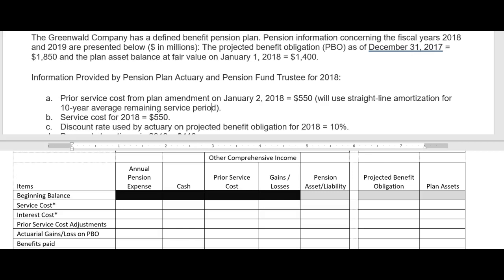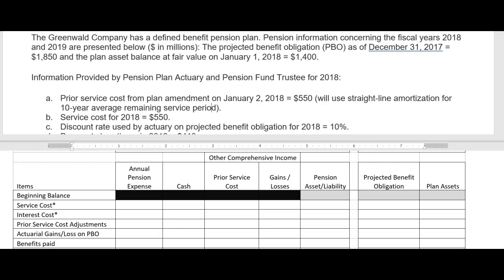The Greenwald Company has a defined benefit pension plan. Pension information concerning the fiscal years 2018 and 19 are presented below, in millions of dollars. The projected benefit obligation as of December 31st, 2017 totaled 1.85 billion, actually. Okay, so 1850. Let's just go with that. We're going to drop the millions, just ignore that, say 1850, make it easier. And then plan assets have a balance at fair value on January 1st, 2018 of 1400. Again, we know it's in millions, but just to make the problem easier, we're going to drop all those crazy zeros.